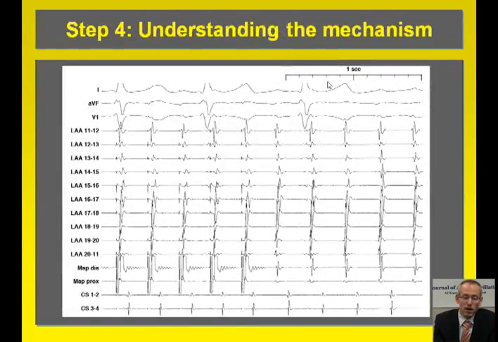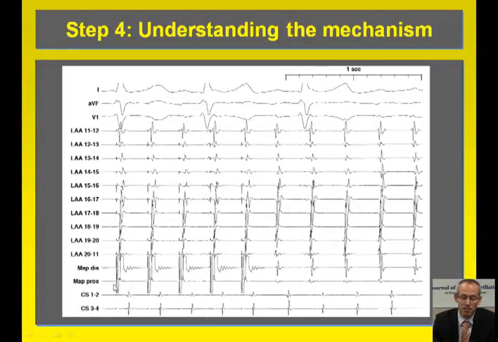The next step, we try to understand the mechanism of the atrial tachycardia and, of course, the origin of the critical isthmus or the focus. And therefore, we prefer to put in multiple catheters into the left atrium to analyze the activation sequence. As you can see from here, we put in a multipolar catheter in the left atrial appendage, and we still have the coronary sinus catheter.